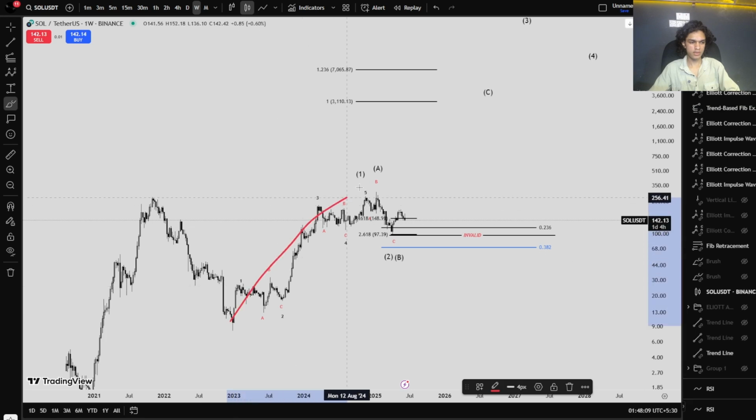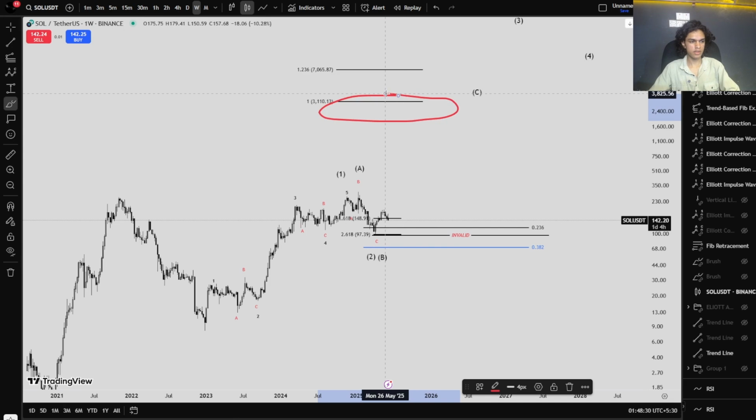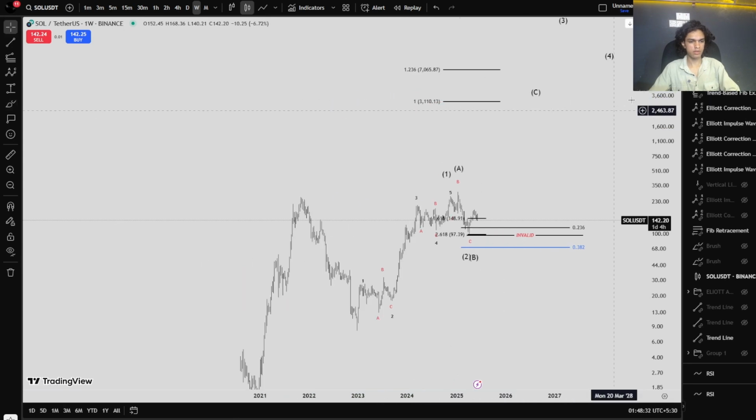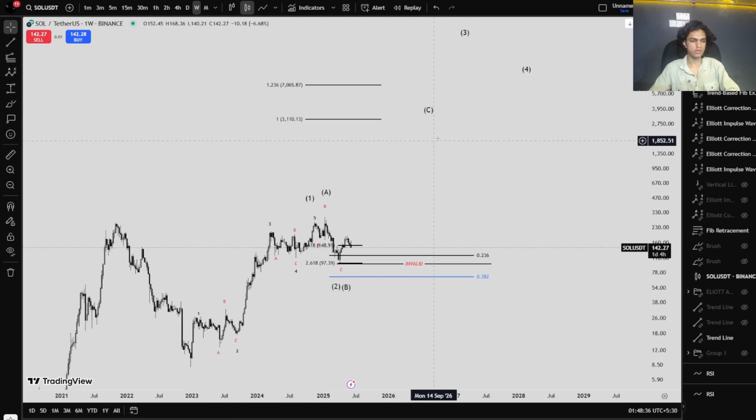My target for this bull run, if you take the second bullish scenario, is that we can consider this as a wave A, a B and a C. If we take the C level, it is about this range. This range is somewhat reachable at maximum. So my common target is $2,000 to $1,500 in this bull run.